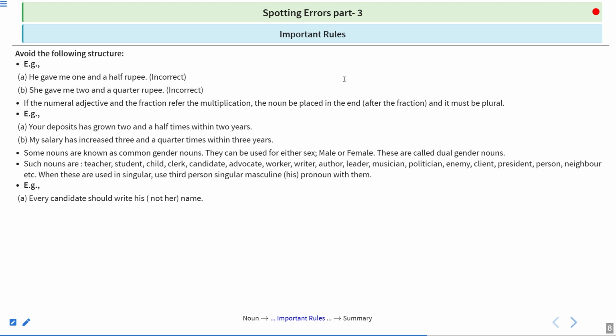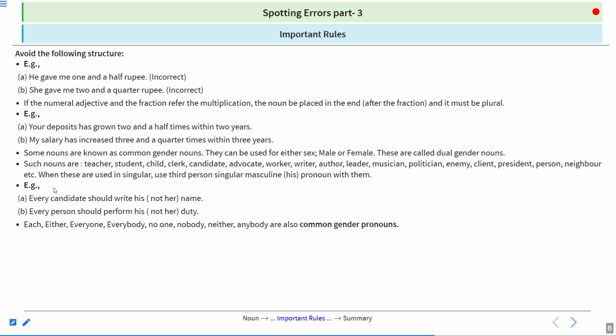Just take an example. Every candidate should write his but not her name. So here we have to use his instead of her, because we have used a common noun, candidate. So we usually refer to masculine gender, prioritizing masculine gender as well. In B, every person should perform his, not her duty. So here again, person is a common noun and we have used the possessive pronoun his.